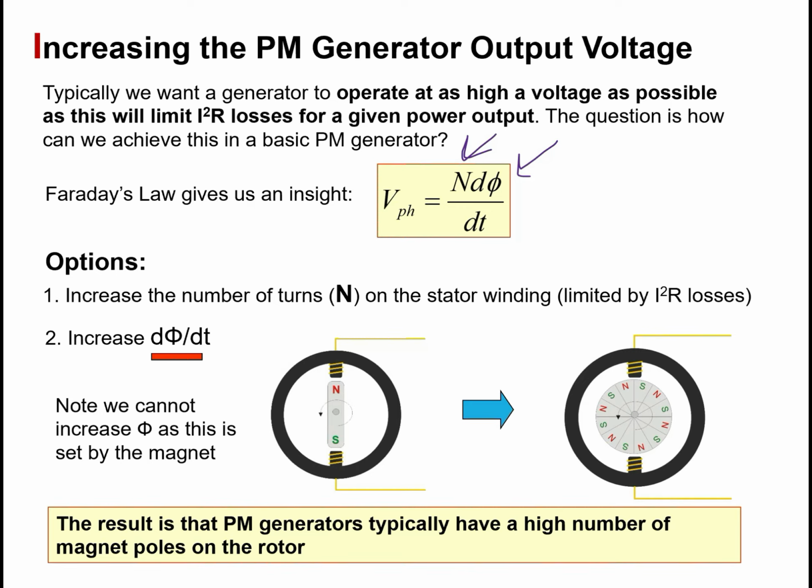The first option is to increase the number of turns on the stator winding, and this would be limited by the I squared R losses. The other thing we can do is to increase the rate of change of the flux. We cannot change the flux magnitude itself, but we can change the rate of its change. That's why PM generators typically have a high number of magnet poles on the rotor, because this will result in a higher rate of change in the magnetic flux.